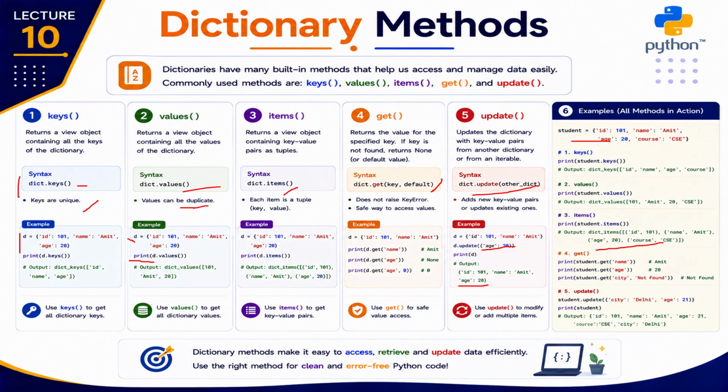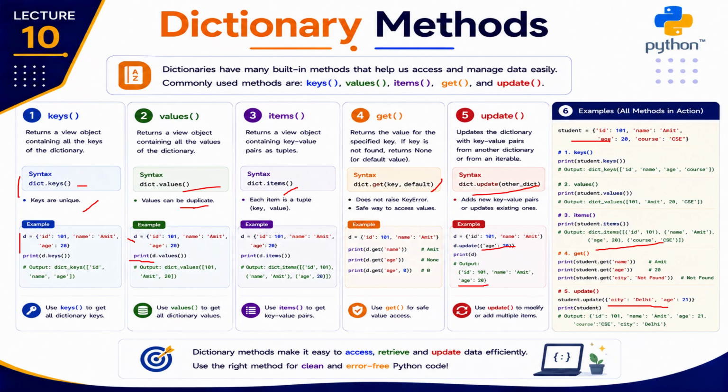Now, with the update method, you can see it is updating city Delhi and age 21. So in the output, a new key value pair, city Delhi, is added and the age 20 will be updated to age 21.